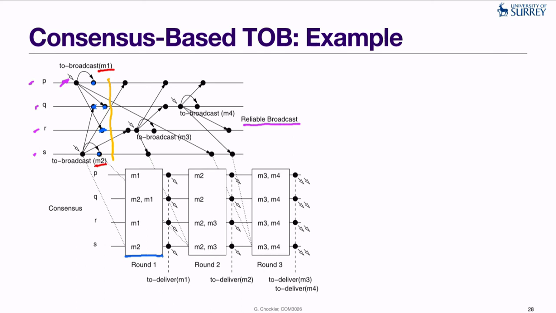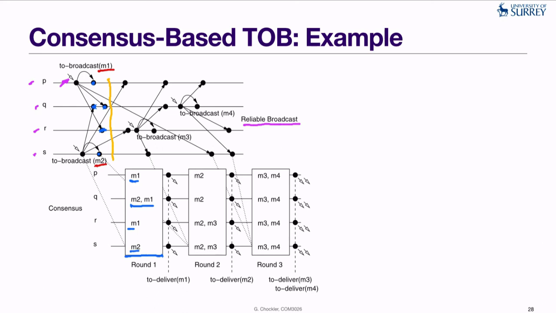Okay, so P will propose message M1 because this is the only message in its unordered set. It is not aware of any other messages because M2 is still in transit to P. So Q already knows of both messages that have been broadcast so far, M1 and M2, and R knows about M1 and S knows about M2.